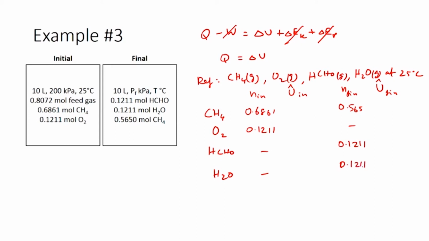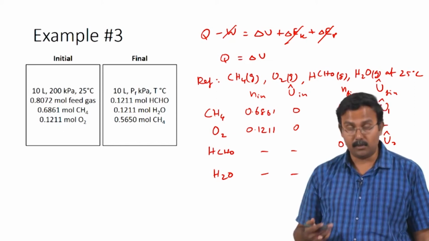formaldehyde and water. So, the initial condition is oxygen and methane at 25 degrees Celsius, which is the same as the reference state. So, the internal energy for these two would be 0, and for the final condition the temperature we have kept it as T. So, we will have to use some internal energy values for this. We will call this U1 cap, U2 cap and U3 cap. So, we need to calculate U1, U2 and U3 to identify the temperature which we can reach, and we will have to perform these calculations using CV instead of CP.